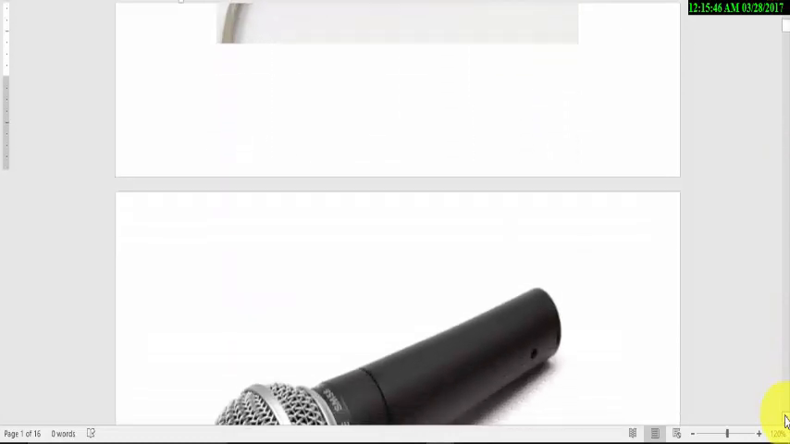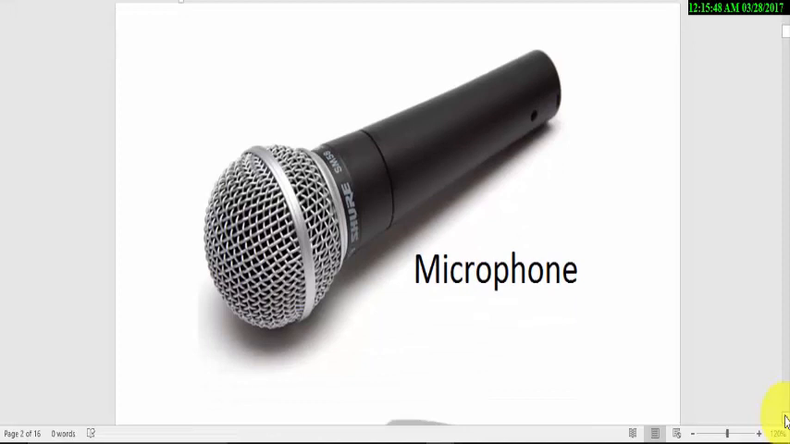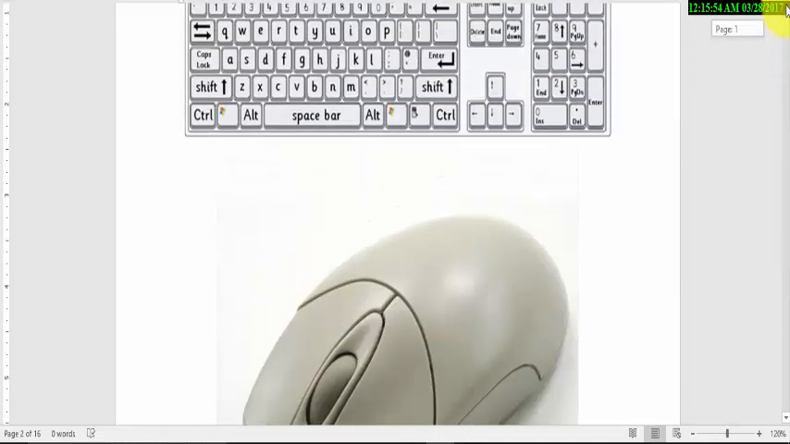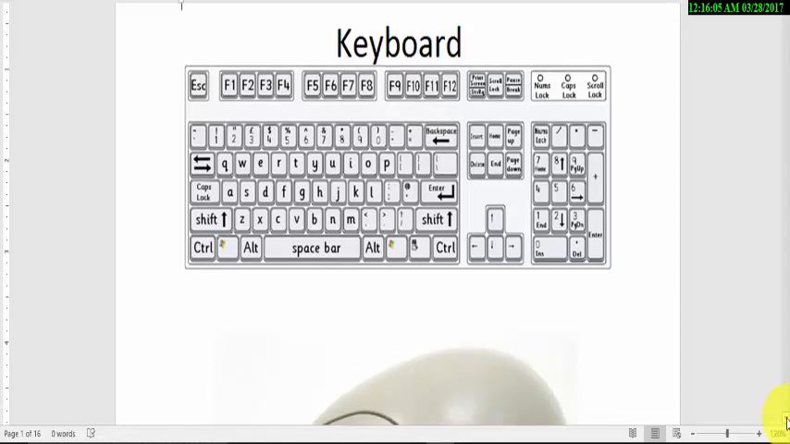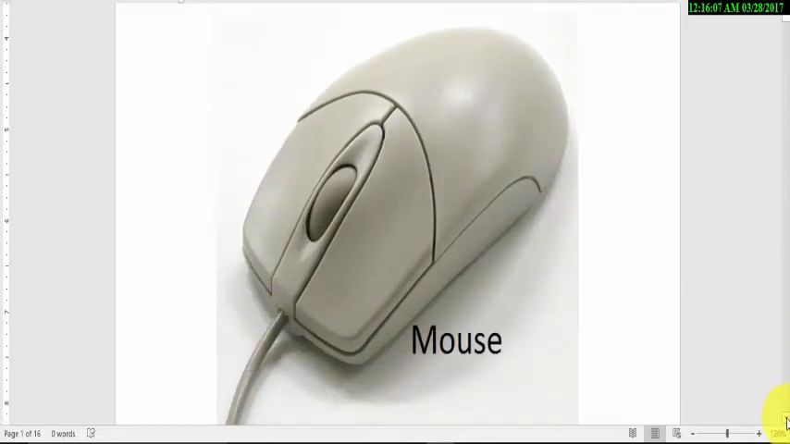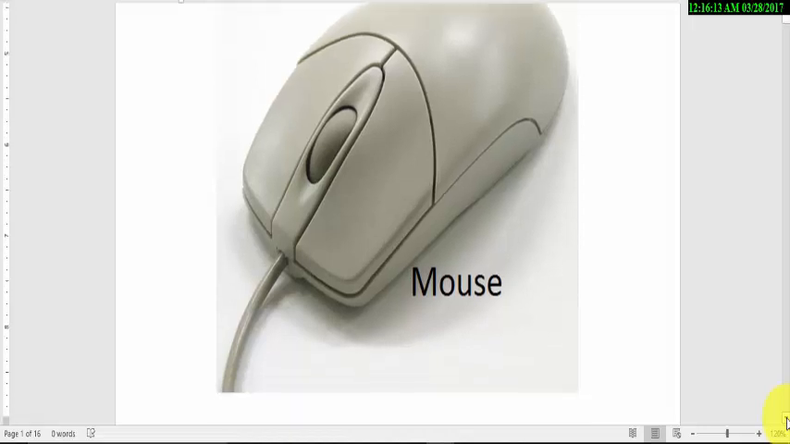We look at this: a microphone. A microphone is an input device. Let me start again here so that I can explain properly. Okay, this is a keyboard. The keyboard is an input device. It is used to enter text and letters into the computer and other commands. Thank you very much. This is a mouse. A mouse is an input device.